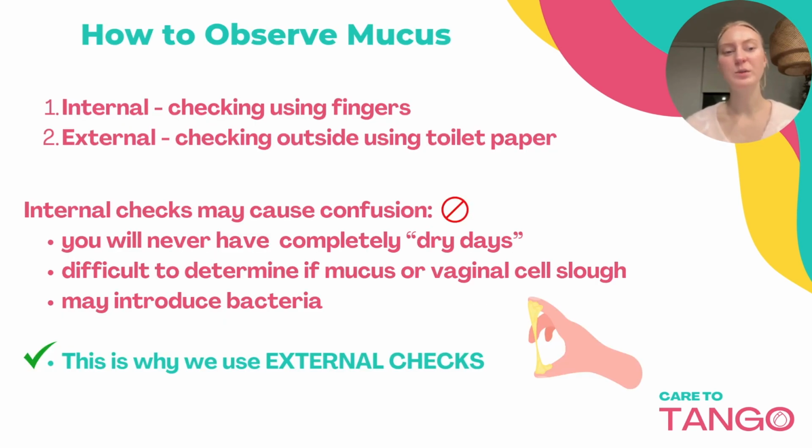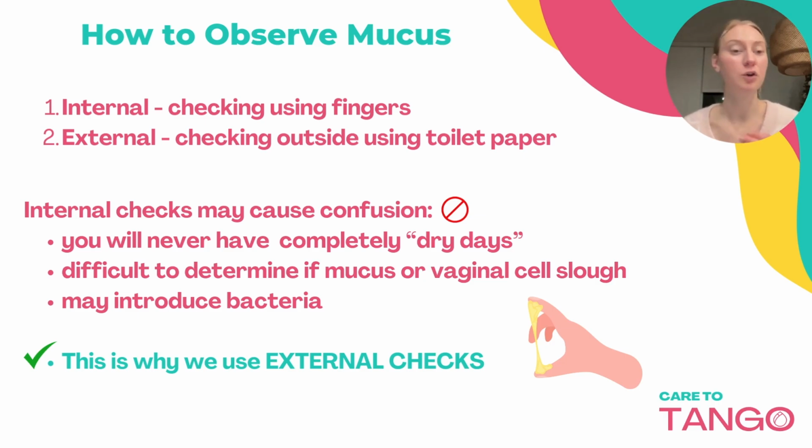So how do you go about observing your mucus throughout the day? There are two basic ways: internal checks and external checks. Now, internal checks can cause a lot of confusion, and you will never really have a completely dry day because, again, our vagina is a mucus membrane, and it can be difficult to determine if you're seeing mucus or vaginal cell slough. And also, it might introduce bacteria by doing those internal checks. And this is why we recommend those external checks, because it can be easier to determine.